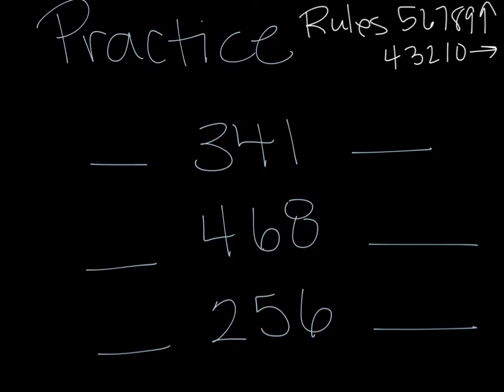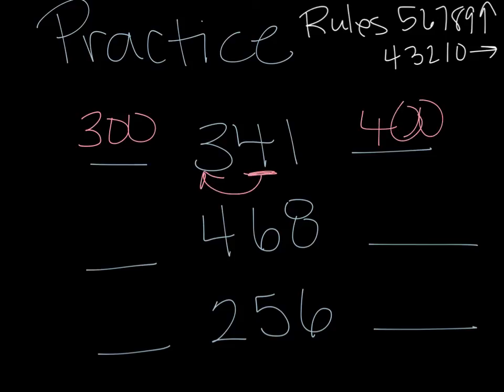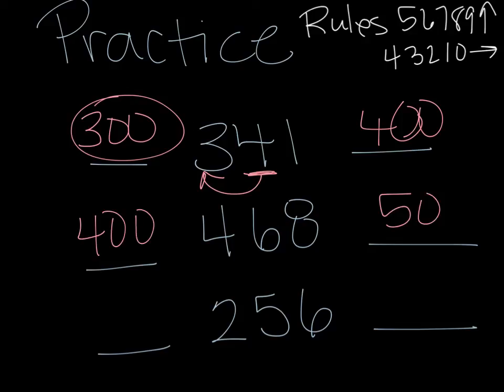All right, I know that 341 is between 300 and 400. I know that this digit is going to boss this one, and my rule says that a 4 is going to stay the same. So 341 rounds to 300. So I've got 468. So I know that 468 is between 400 and 500. I know this digit, my tens digit, is going to boss my hundreds digit because I'm rounding to the hundreds digit. And so my rule says that 6 is going to round up. So the correct answer is 500.